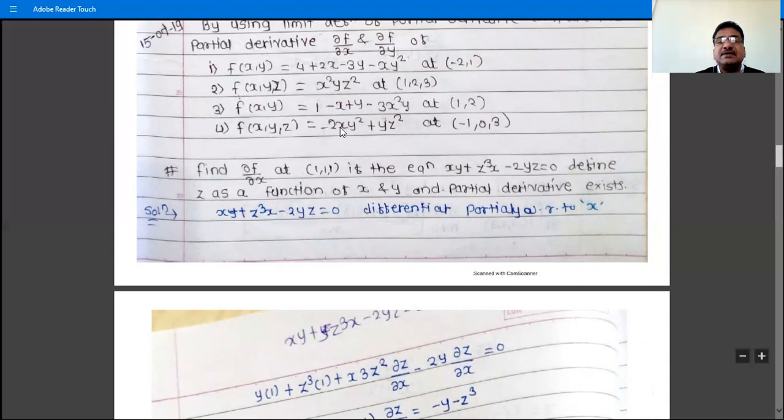That is, this x, y, z are independent. And here z is dependent on x and y. Z is a function of x and y, so these are actually 2 variable functions, and this equation is given. So there is a difference between this problem and this problem.